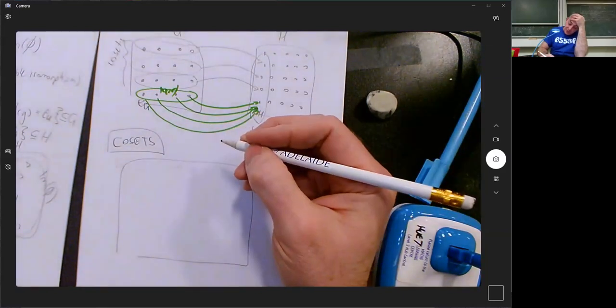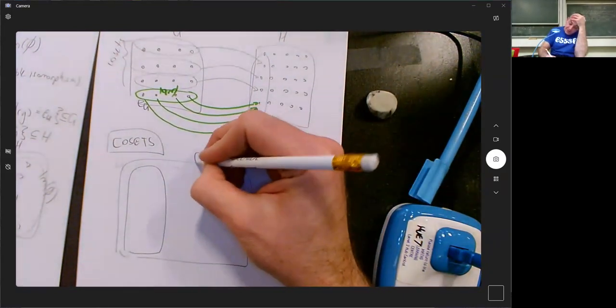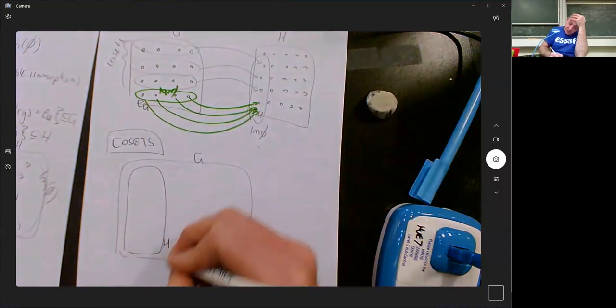The idea of a group of thing is that if you have a subgroup, this is G and this is H, and that's a subgroup.